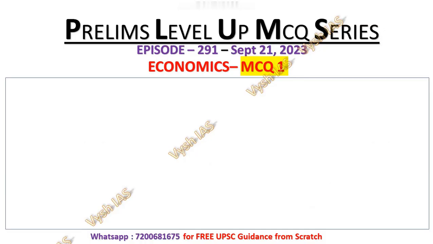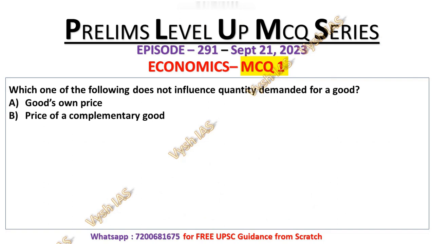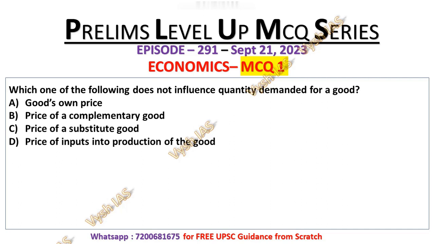So let's begin. Today's MCQ number 1. Which one of the following does not influence quantity demanded for a good? A. Goods own price. B. Price of a complementary good. C. Price of a substitute good. And last is price of inputs into production of the goods. So I will give you 10 seconds. Try to answer this question.